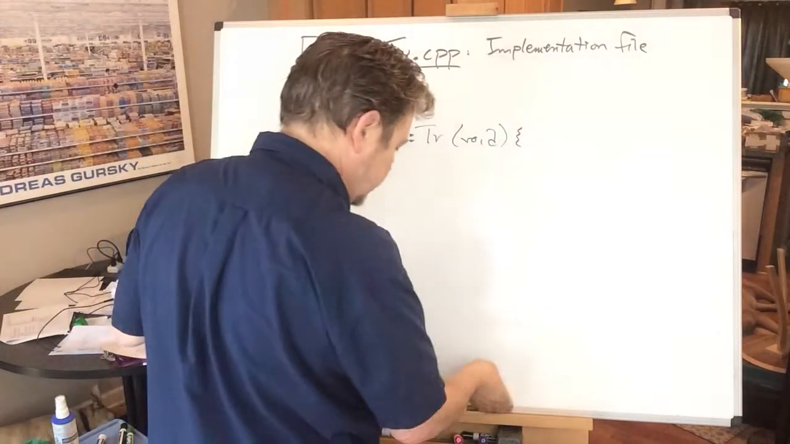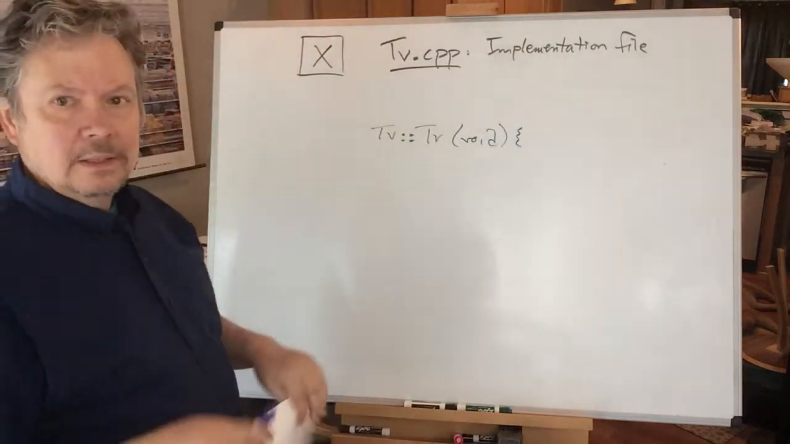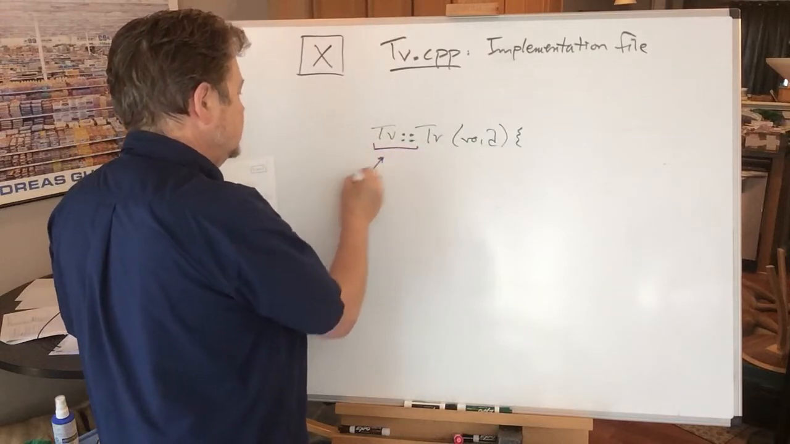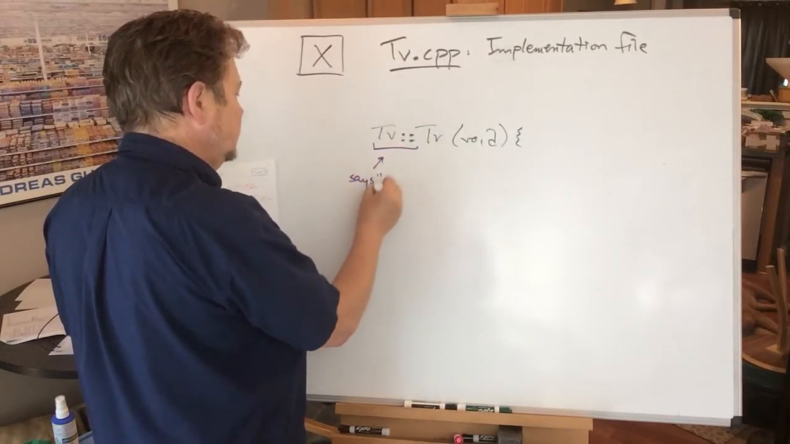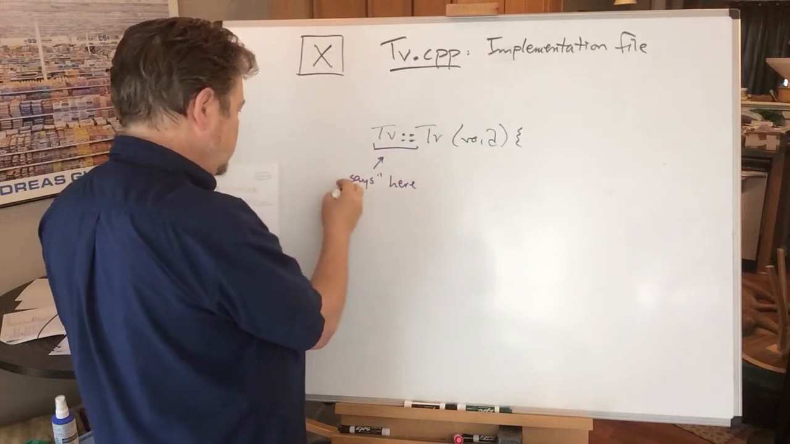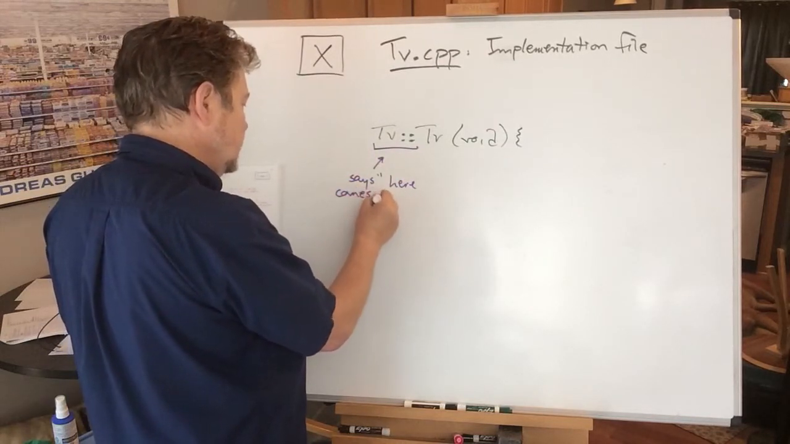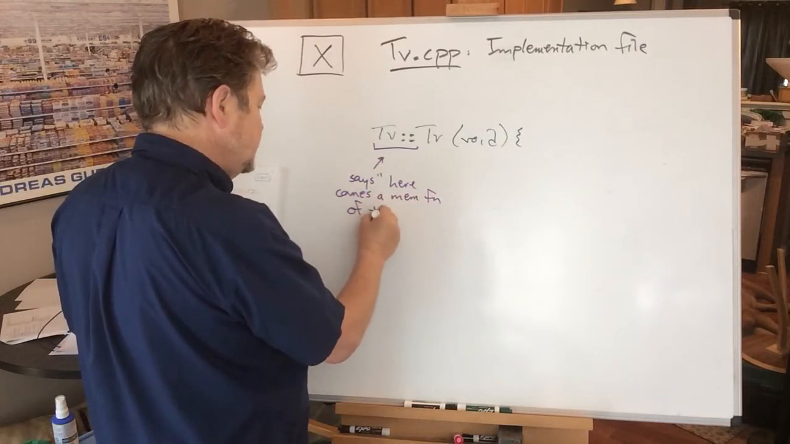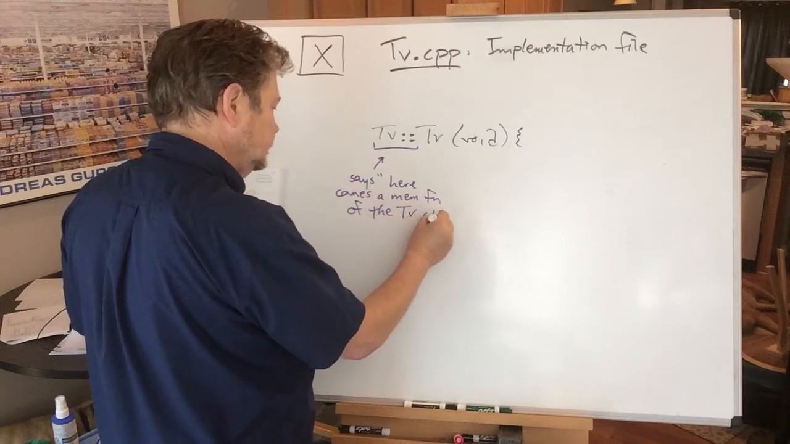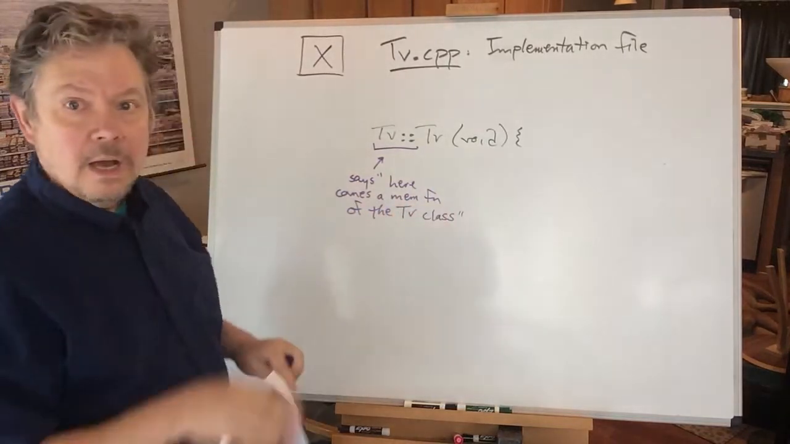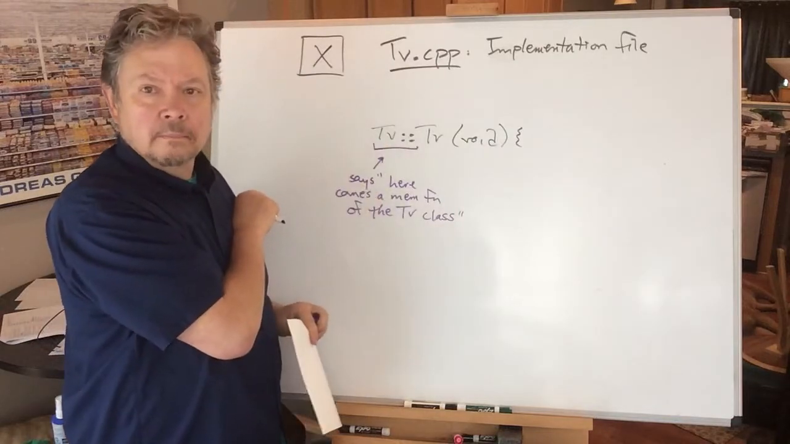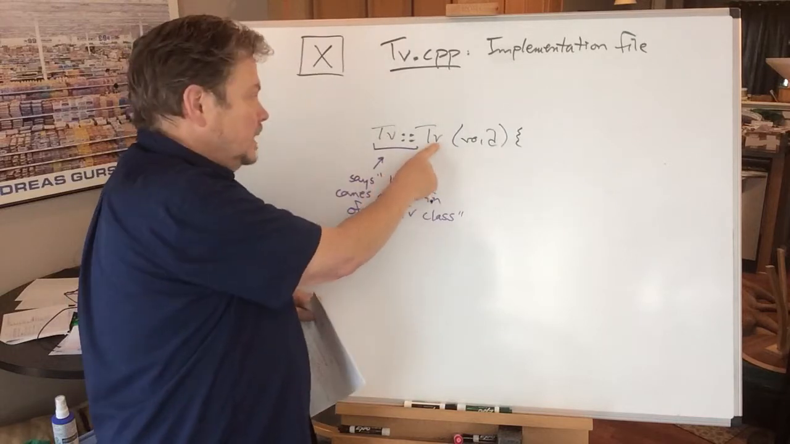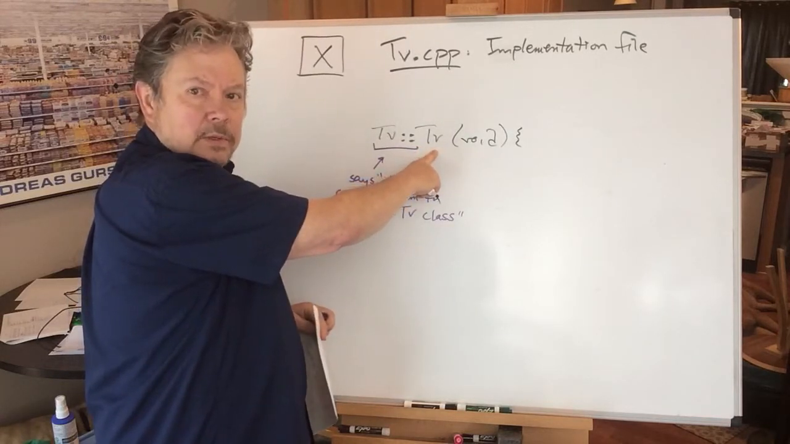Now, why did I talk about the other one first? It was easier to explain when I didn't have the apparent repetition here. These two TVs mean something different. That means this says, here comes a member function of the TV class. Here it comes. It's going to follow the second colon. Brace yourselves. TV:: declares whatever function follows to be a member of the TV class.